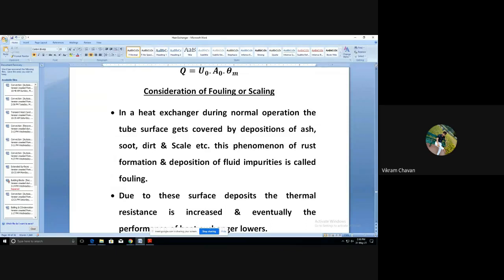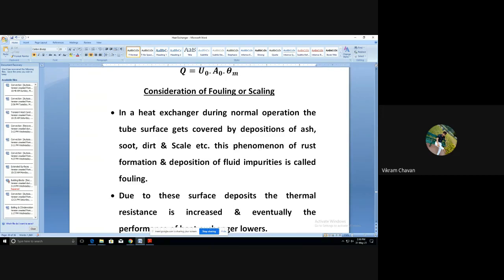Now in this lecture, we are going to discuss the two main factors which we need to consider in the case of a heat exchanger. Out of that, the first one is the fouling or scaling factor.